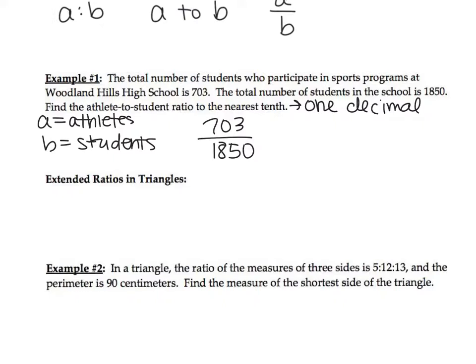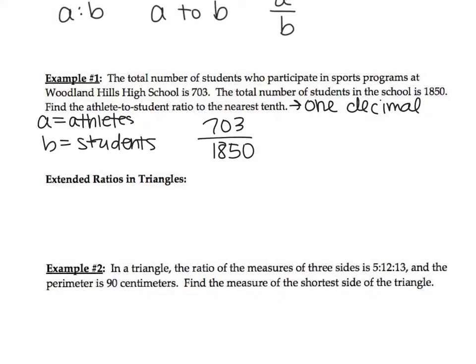If I were leaving this as a fraction, I would want to try to simplify this ratio as much as possible. Because if I say 703 to 1,850, it's not the same as saying for every one athlete, there are 20 students. So we do like to simplify ratios as much as possible if we're leaving them as a ratio.